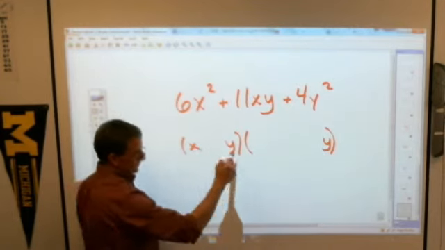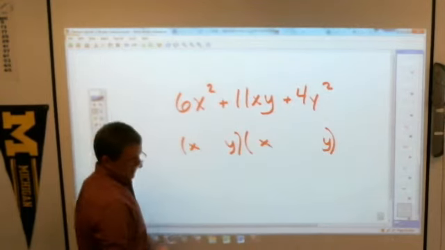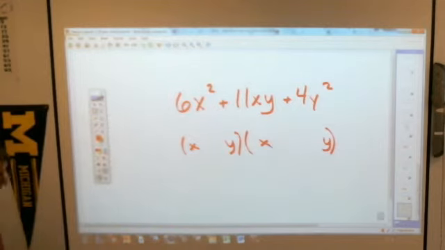The first ones still get their x's. And you just go about the same exact way trying to figure out your numbers. Somehow you have to use the 6 and 4 at the end and get an 11 in the middle. Seems like we did one like this. 6, 2, 12, no. 2, 3, 12, no, maybe.